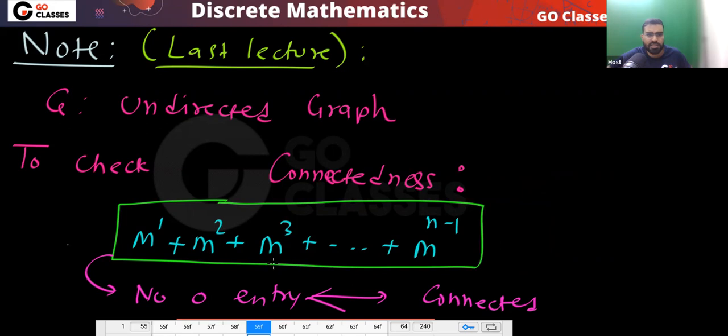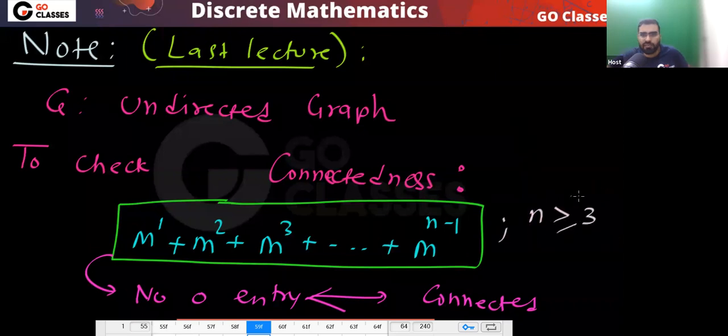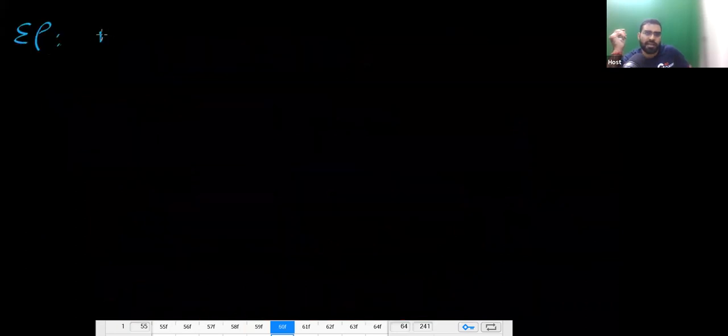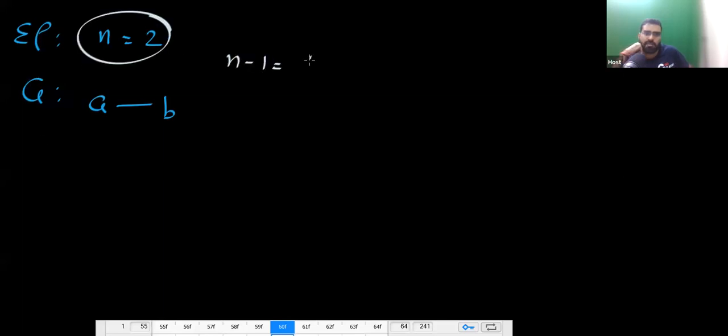Now let me tell you that this will work only when n is greater than or equal to 3. It will not work when n is 2. Let me tell you why. The reason is, for example, if you have n equal to 2, consider this graph AB. Then what is n minus 1? n minus 1 is 1, right?